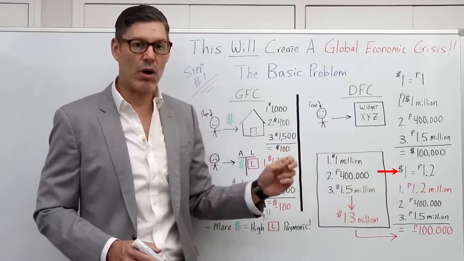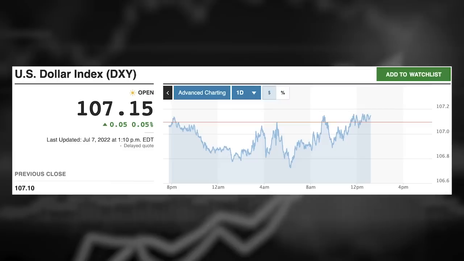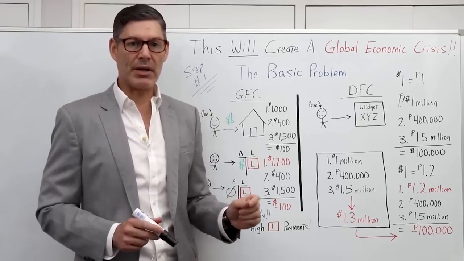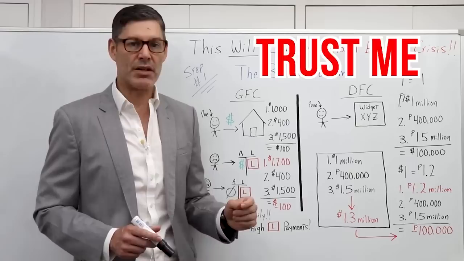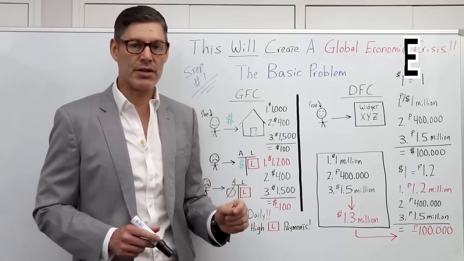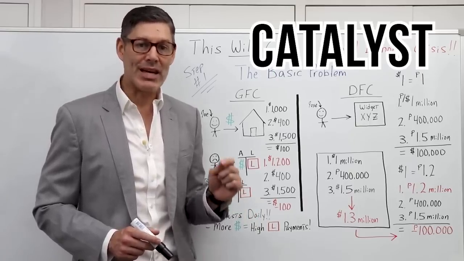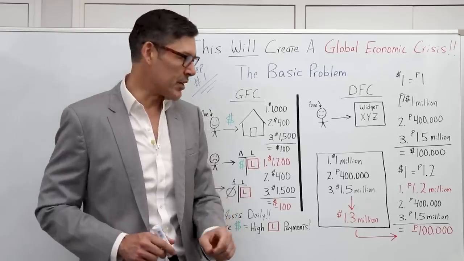And this is what we have seen to an extreme over the past few months. And like I said at the beginning of the video, the dollar now is at 107 on the DXY. For most of you, that might not sound like a big deal, but trust me, if the dollar goes up 10, 20% relative to your local currency, this could be the catalyst that brings down the entire house of cards. Let's keep moving on with the example.